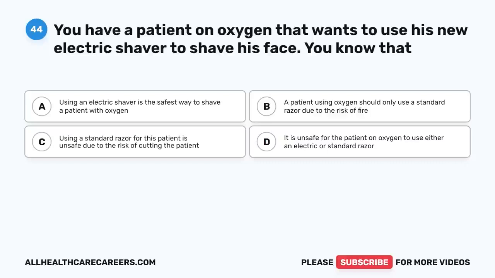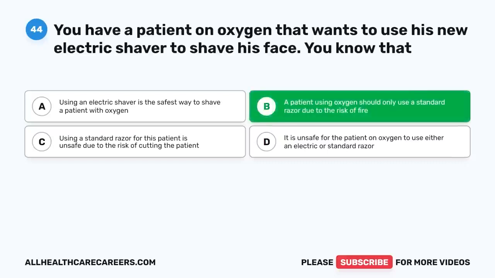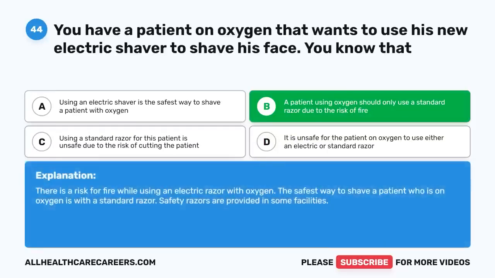The correct answer is B. A patient using oxygen should only use a standard razor due to the risk of fire. There is a risk for fire while using an electric razor with oxygen. The safest way to shave a patient who is on oxygen is with a standard razor. Safety razors are provided in some facilities.